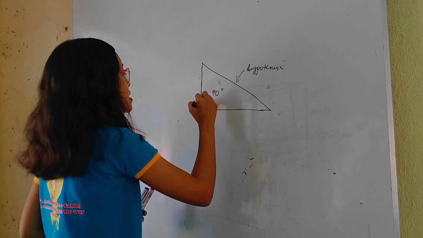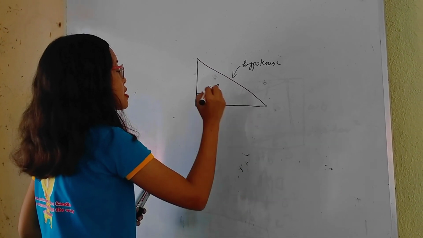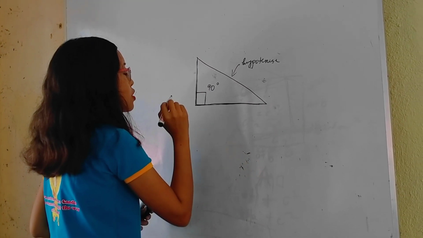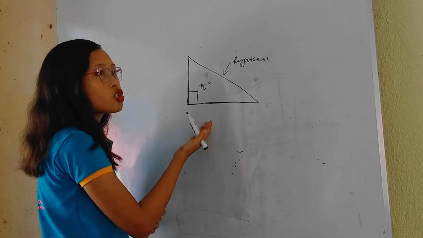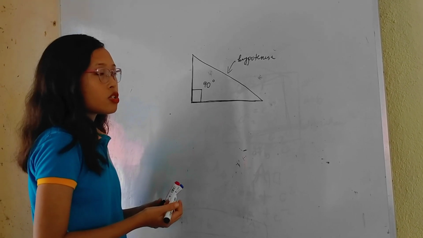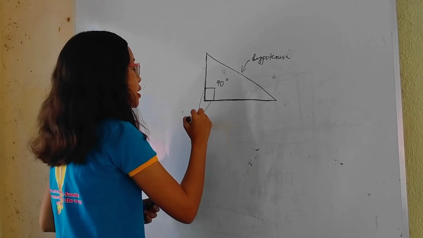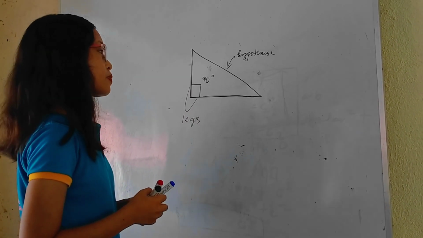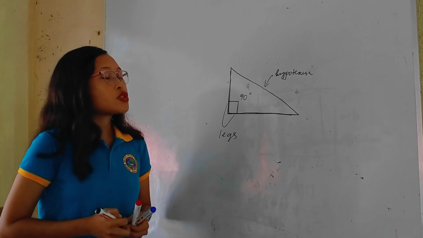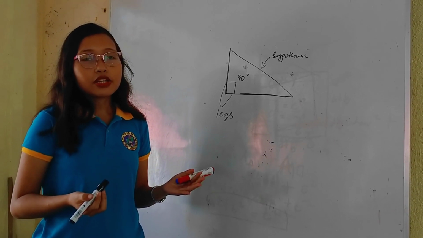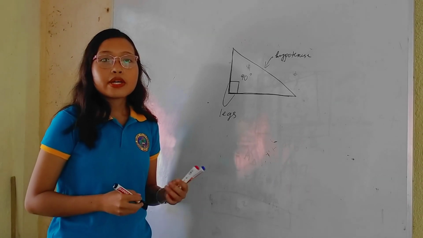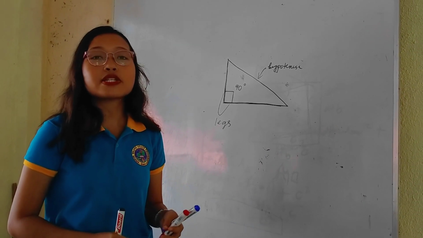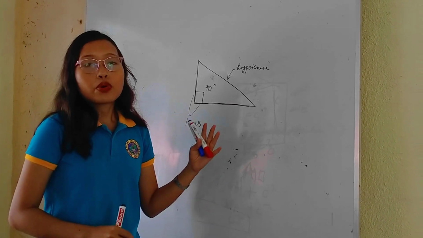Now, these are the sides adjacent to the right angle. So these are called the legs of the right triangle. We're being introduced to the Pythagorean theorem. The Pythagorean theorem is very important, especially when we are using it to find the length of a side of a right triangle.